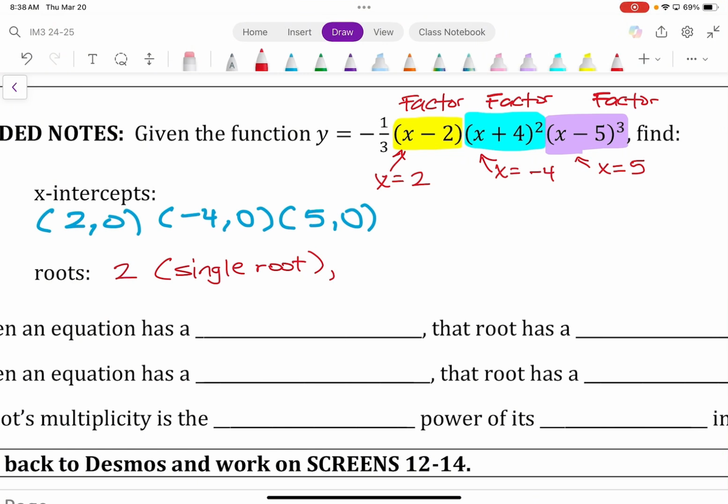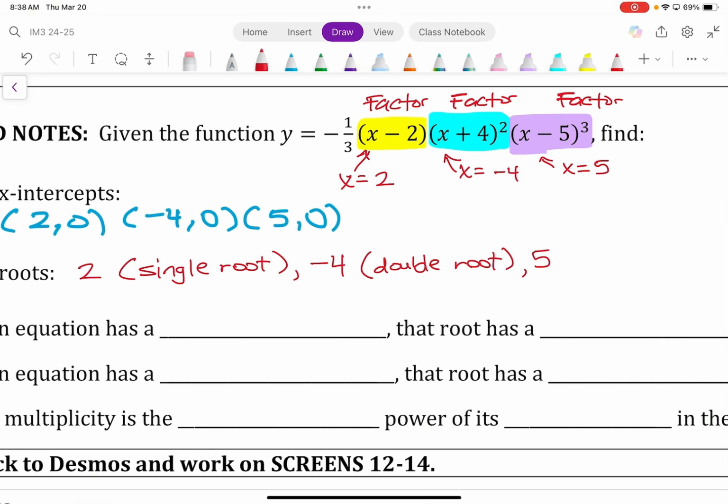Moving on to x plus 4 squared, negative 4 is going to be what type of root? What is the exponent for x plus 4? It's 2. It's a second power. So this will be a double root. So negative 4, we have to label that as a double root. And lastly, we have 5. And what do we think 5 will be? It's a triple root. So 5 is a triple root.